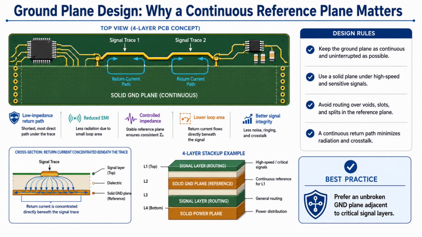But if the ground plane has gaps, slots, or random cuts, the return current is forced to take a longer path. That larger loop can turn your PCB into an antenna. So the rule is simple. For high-speed and sensitive signals, keep the ground plane solid, continuous, and close to the routing layer. A clean ground plane is one of the strongest foundations of a quiet, reliable PCB.